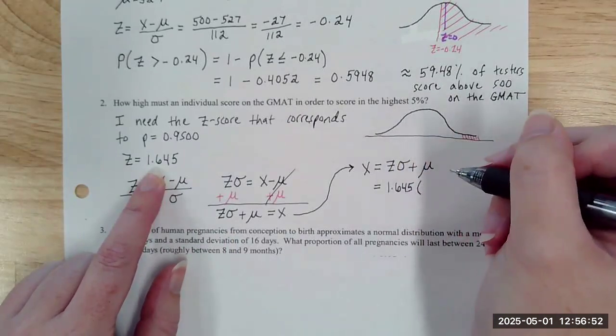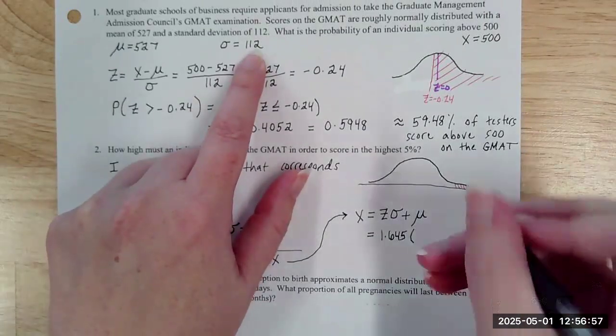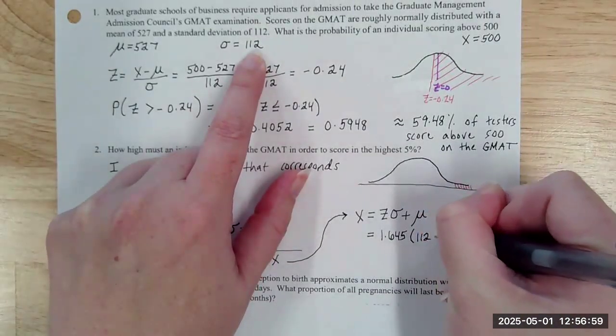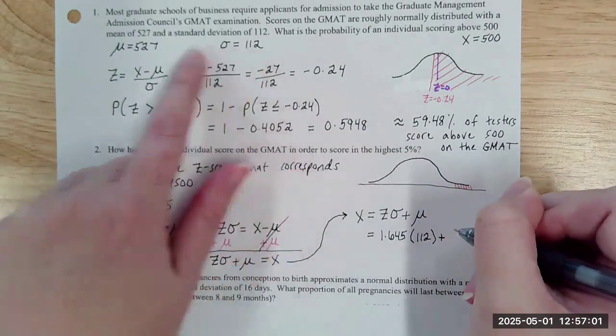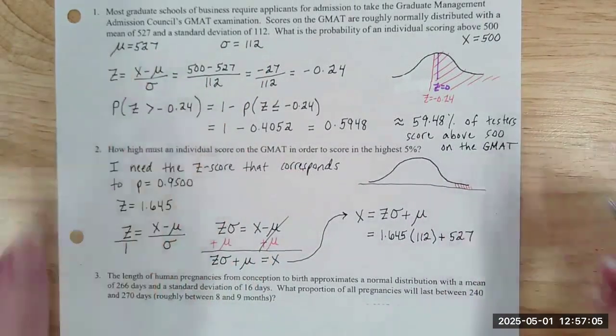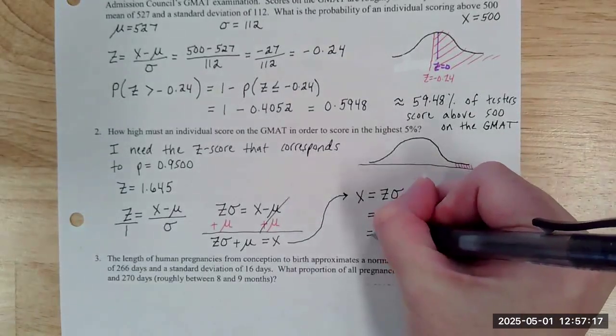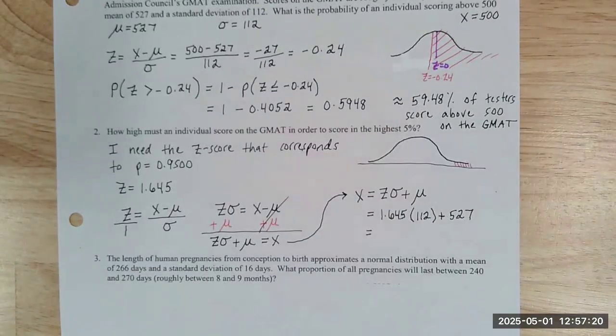The sigma, we have to go back up to the last problem to get the sigma. The sigma was 112, plus the mu we said was 527. And so when she gives test questions, that might be where you leave it if you don't have a calculator. But if we have a calculator, and I do, we might as well get the actual score. 1.645 times 112.